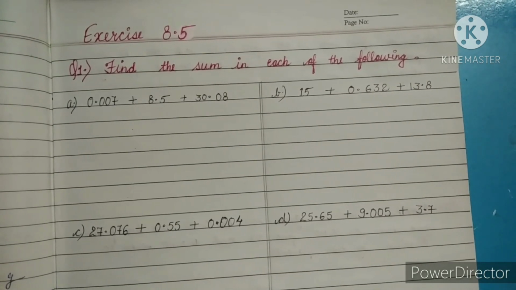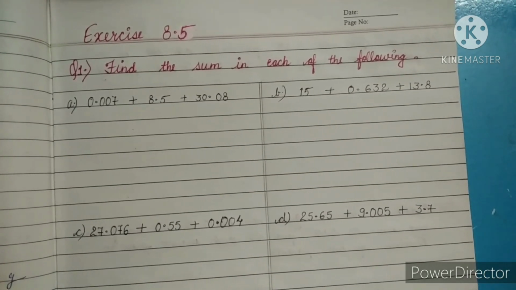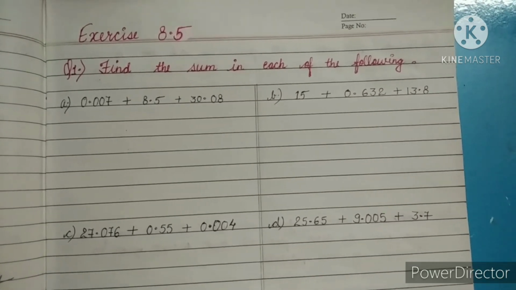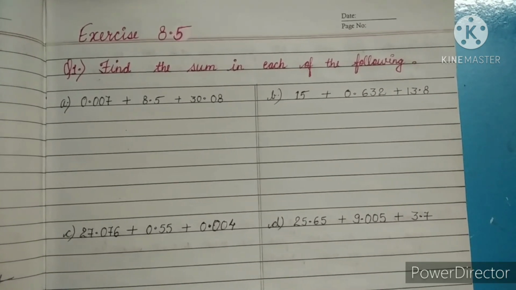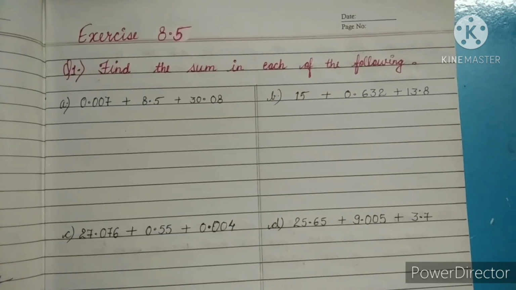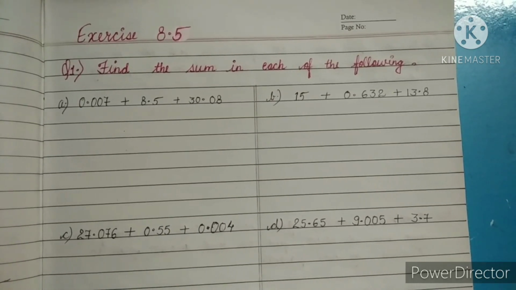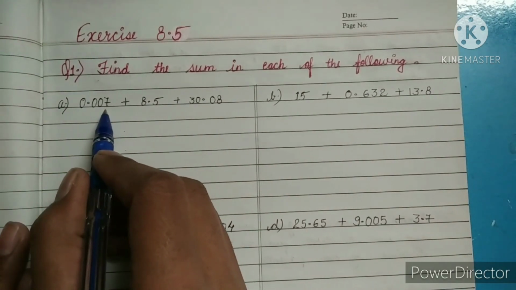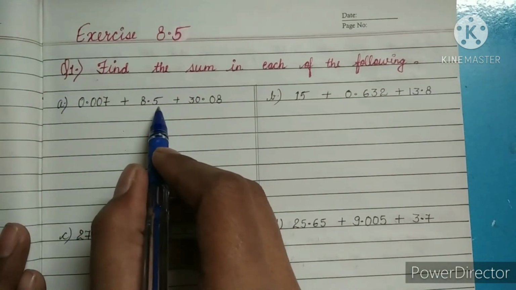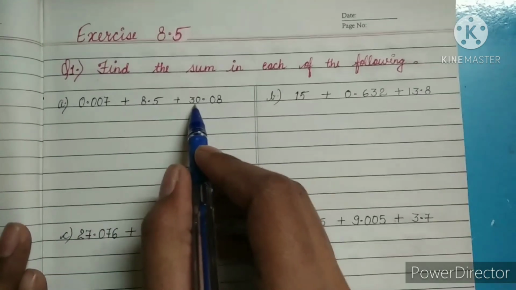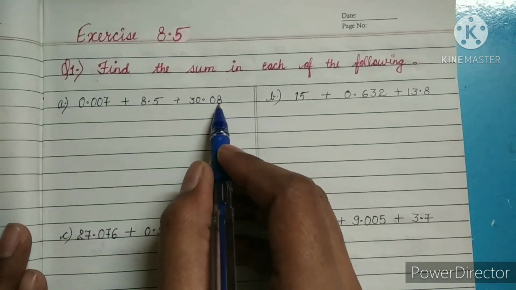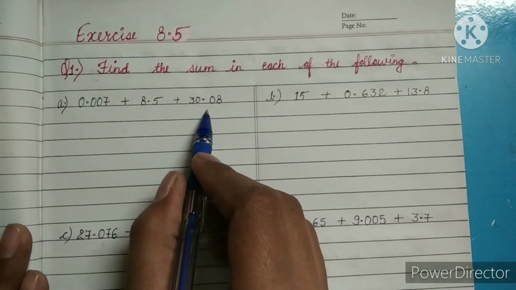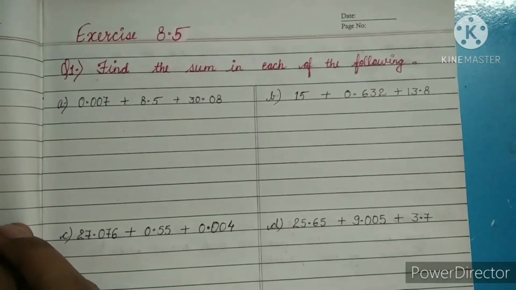In this video we will see exercise 8.5 of class 6th. Its first question is find the sum in each of the following. Its A is 0.007 plus 8.5 plus 30.08. You can see all three values are the decimal values.